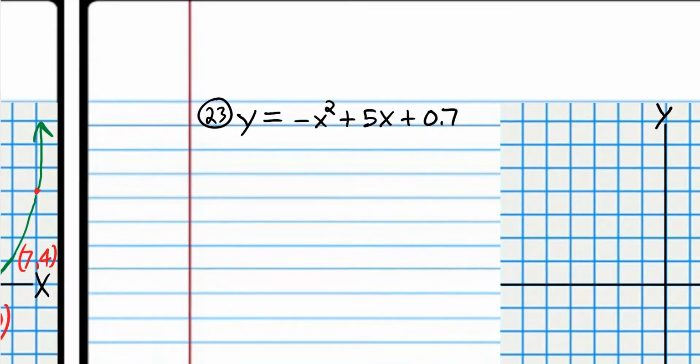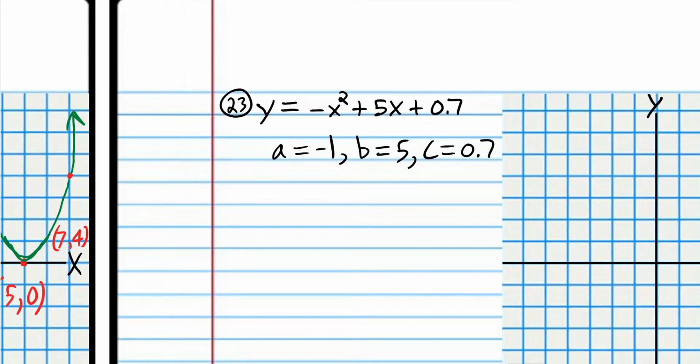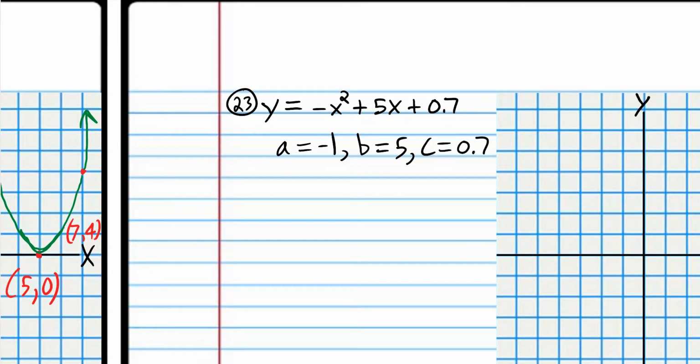So we have standard form here. A is negative 1, B is 5, and C is now a decimal. Sometimes you're going to see decimals with these types of problems. You can see decimals pretty much anywhere. And step 1, as usual, is to find the x value of the vertex.